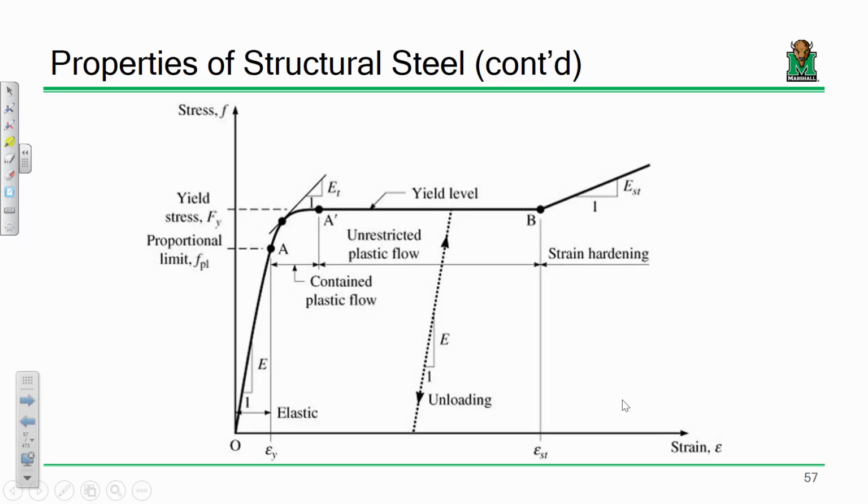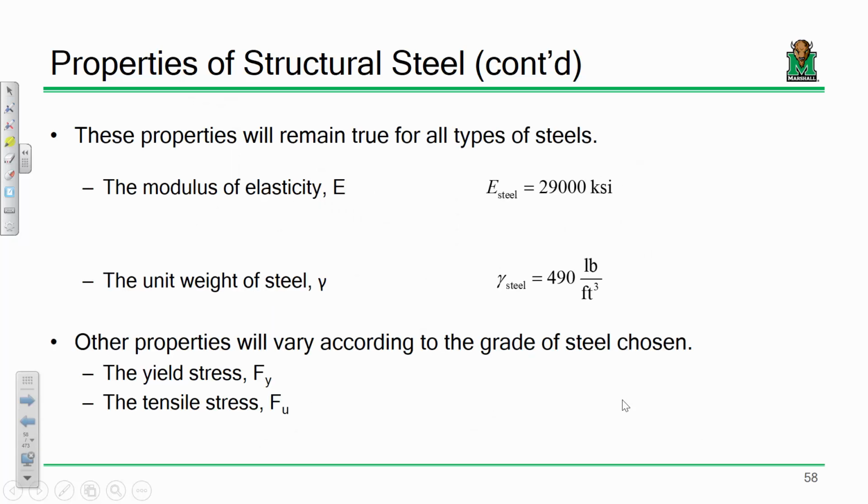Remember that once you get into inelastic land, if you take the load off, it unloads according to that same slope, being the Young's modulus, or the modulus of elasticity. That modulus of elasticity is a very, very critical term. It relates how much steel deforms as a function of how much load we put on it. It's a very fundamental property, and it does not change from grade to grade. Dependent upon your steel grade, E, the Young's modulus, will always be 29,000 KSI. Also, the unit weight of structural steel, again, will always be 490 pounds per cubic foot.